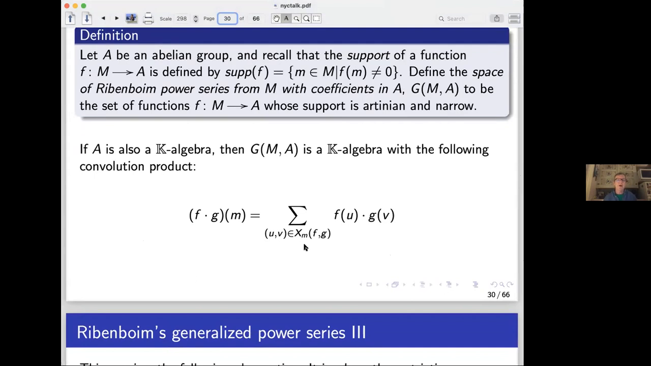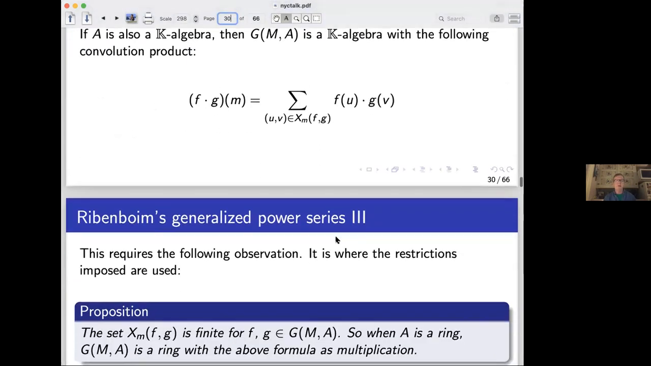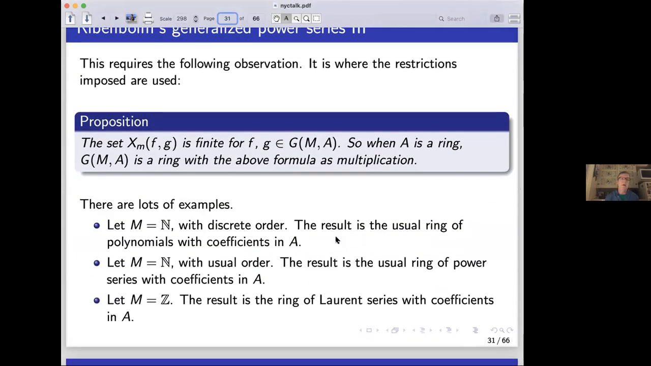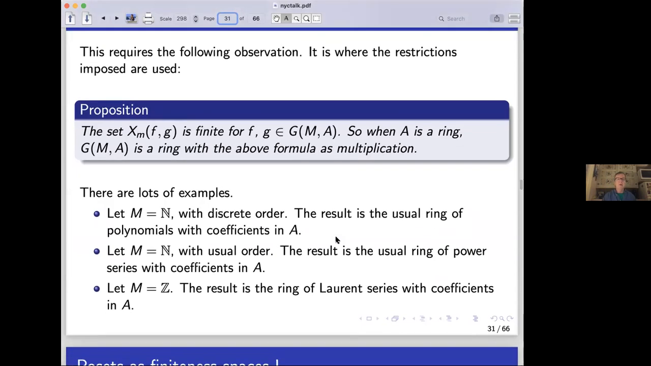And this will be well defined if I can prove that this set, X_m of f, g, is in fact a finite set. And Ribenboim shows it's finite. The proof is just roll your sleeves up and do it. But when you do that, you get all sorts of examples. You get Laurent series, you get usual power series, you can get just plain old polynomials, and many, many more examples.